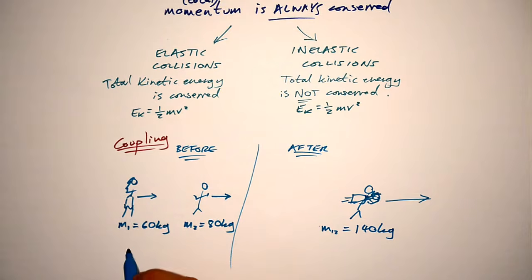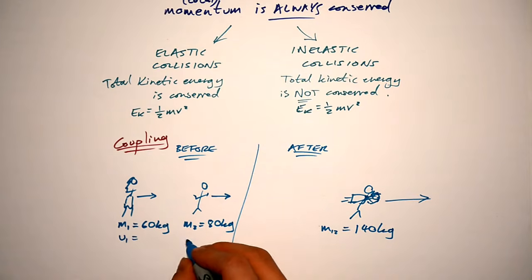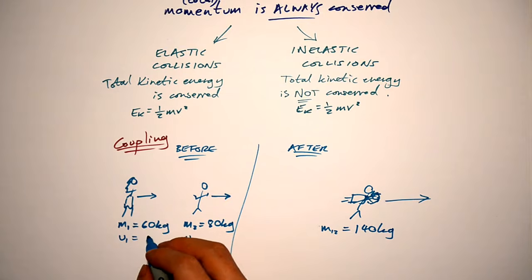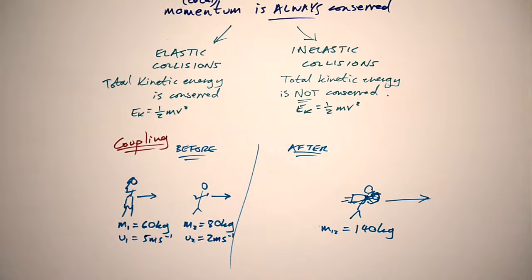Well, we know that from SUVAT, when we have an initial speed before and a speed afterwards, generally we use U. So I'm going to put U1 and U2. The girl to begin with has a speed of 5 meters per second. The guy only has a speed of 2 meters per second. Afterwards, they've got a speed going off together, so I'm just going to put V12. That's what I want to find out. So we need to come up with an equation for this.